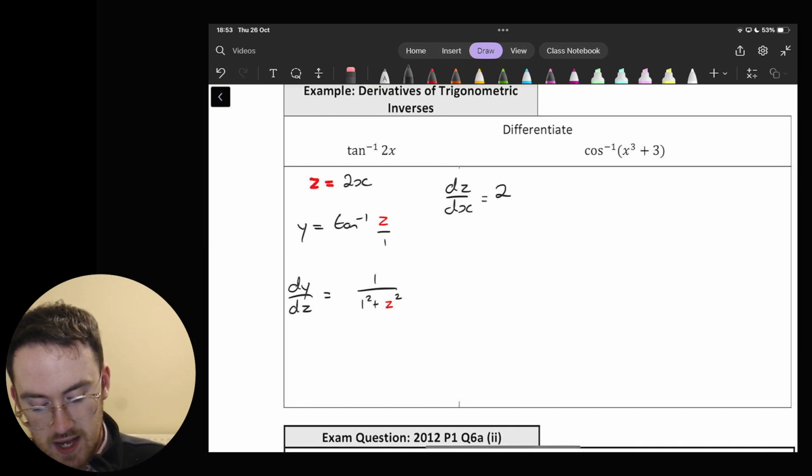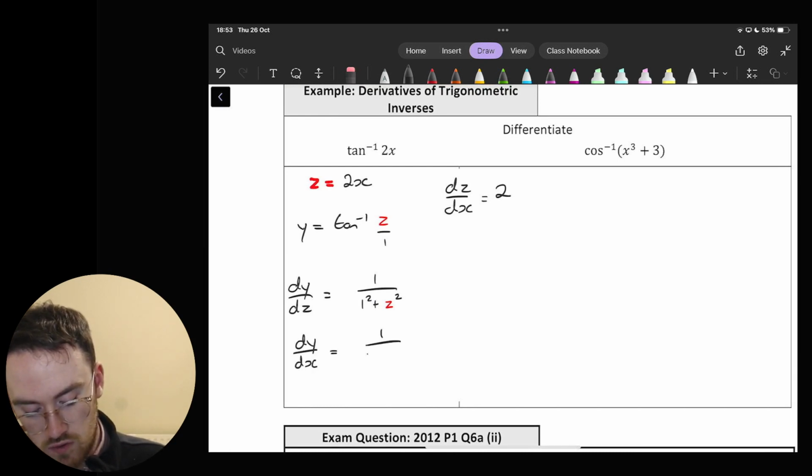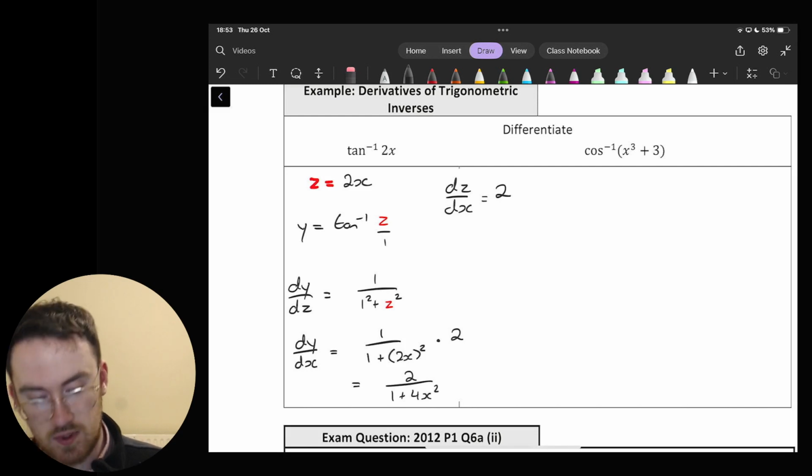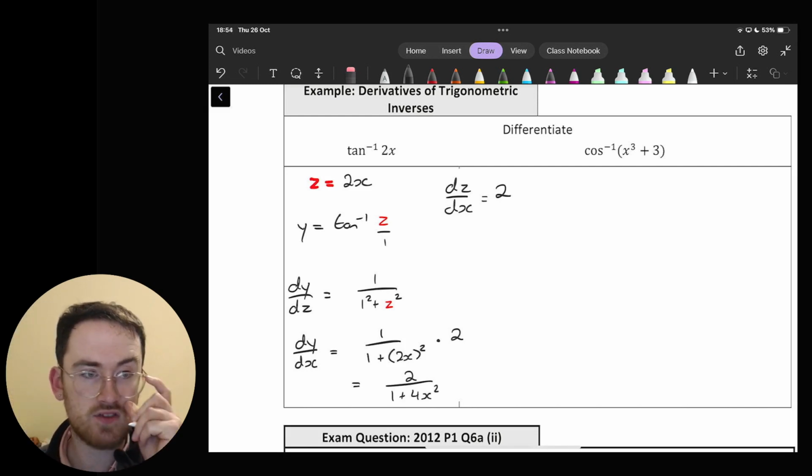Okay, so lastly, to get dy dx, we just need to bring those together. So 1 over 1 plus z squared, which was 2x all squared, multiplied by 2. And I get 2 over 1 plus 4x squared. Okay, that was my answer there for the first part.